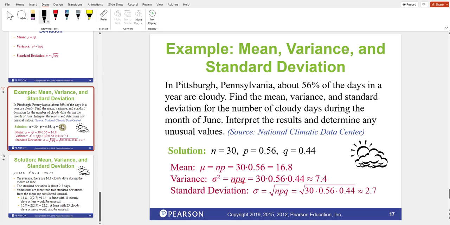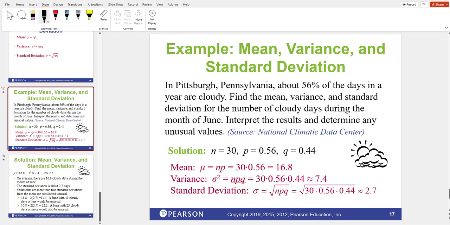So I've gone ahead and calculated the numbers for you. So the mean will be 30 times 0.56, you get 16.8. The variance is n times p times q, you get 7.4. And then you take the square root of 7.4 to give you 2.77.